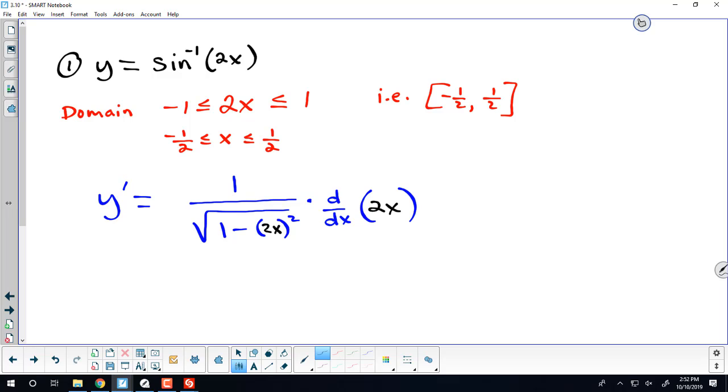When we do the 1 over, that's the only derivative of the logarithm that we have. We do 1 over the function, and then when we say times the derivative of the function, that's because of the chain rule. So the 1 over root, that's coming from the inverse sine.